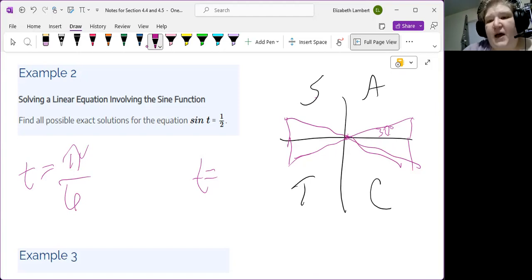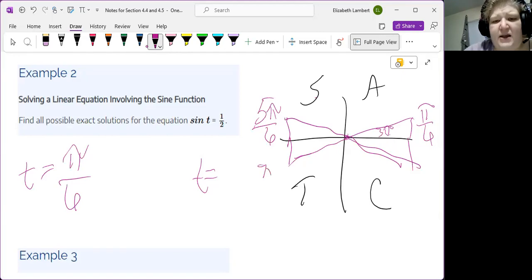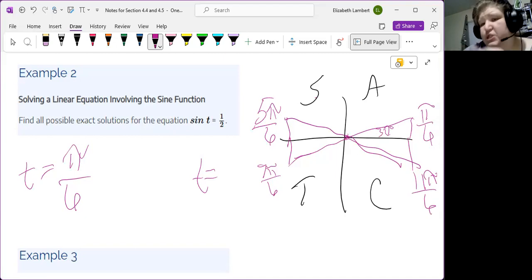So 30 is pi over 6. 2 pi over 6, 2 over 6 reduces, 3 over 6 reduces, 4 over 6 reduces, 5 over 6 does not reduce. 6 over 6 does, 7 over 6 does not. So it's all the ones that don't reduce that we get. 8, 9, 10 all share factors with 6. 11. And then 12 pi over 6 would be 2 pi, which is back where we started.